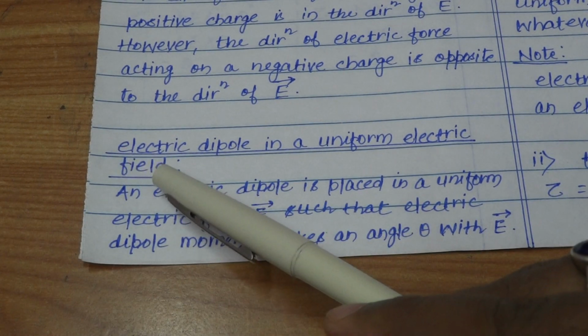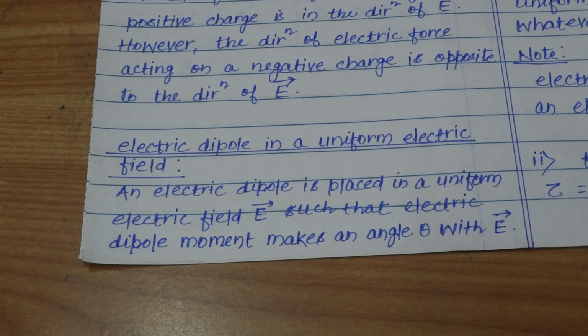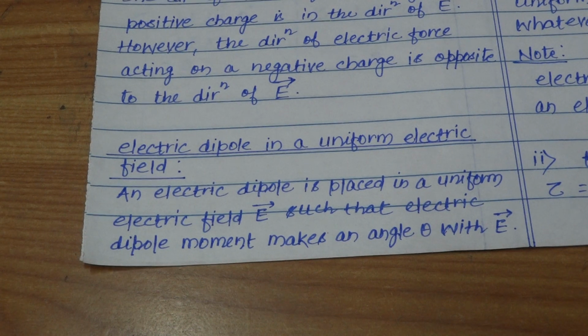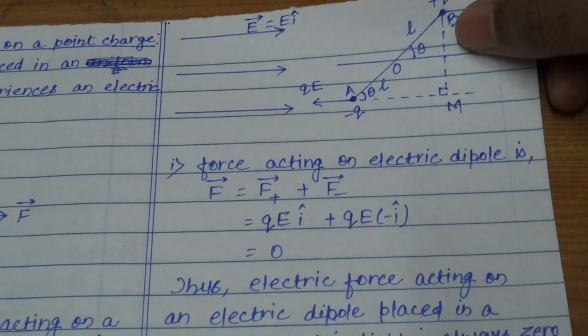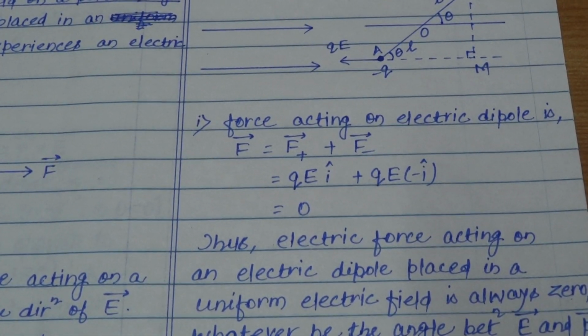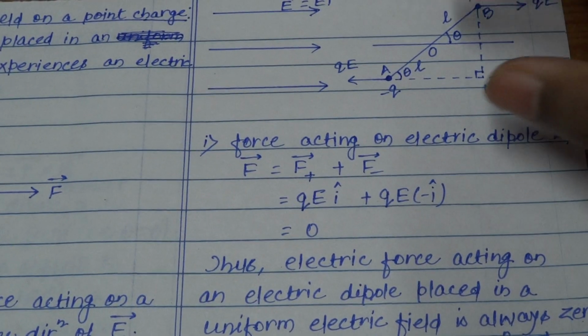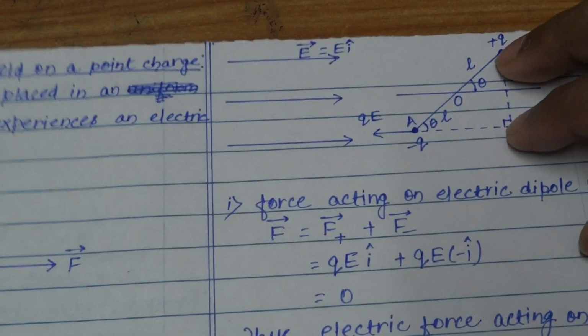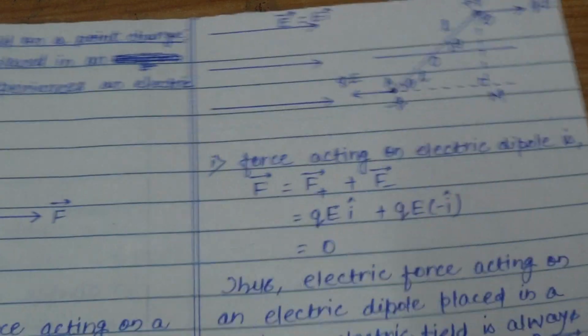Next topic is electric dipole in a uniform electric field. What will happen if an electric dipole is placed inside a uniform electric field? So let us see. Now look at this diagram.